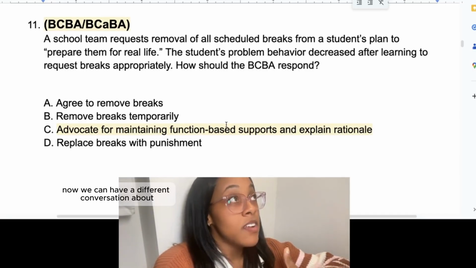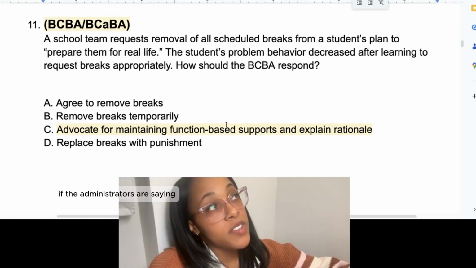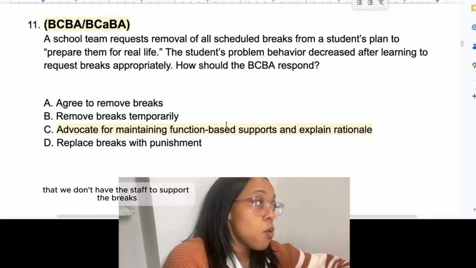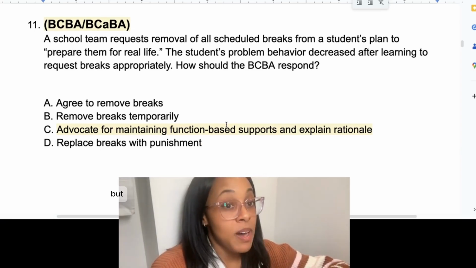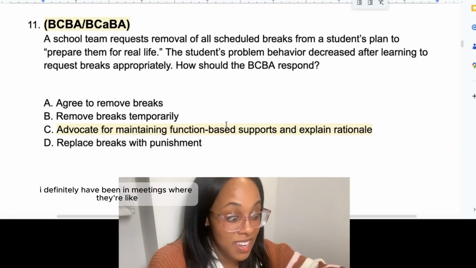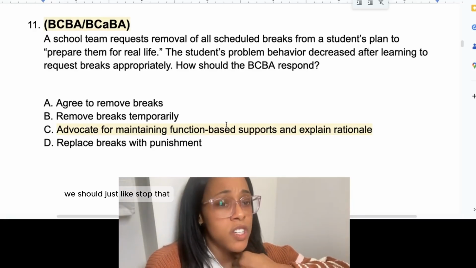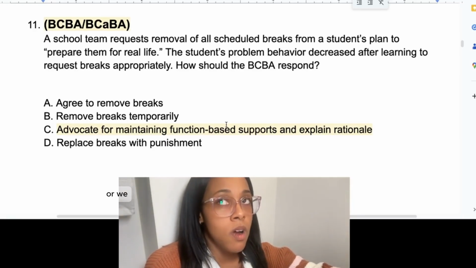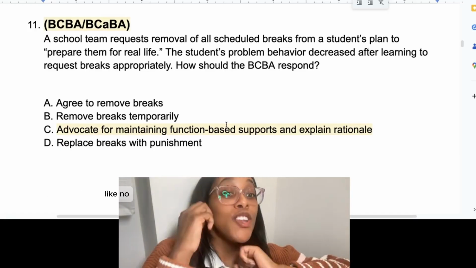Now, we could have a different conversation if the administrators are saying that we don't have the staff to support the breaks or what have you. That's a different kind of conversation. But I definitely have been in meetings where they're like, well, the breaks are working, so we should just stop that, or I don't think he needs them anymore. Like, no.